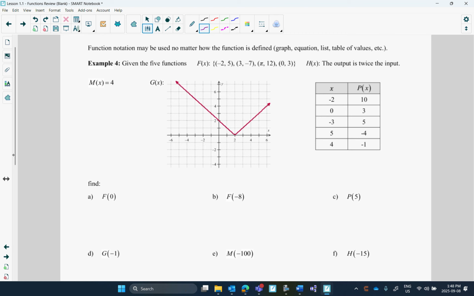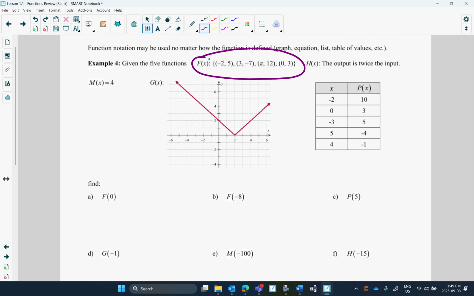Here's a function called h of x where all it says is in words. The output is twice the input. Here's a function f of x that kind of looks like an equation. It's just 4. Here's one in graph form. Here's one in table of values. So go to the function according to the letter and find the answer. So f of 0, that means I got to go here.